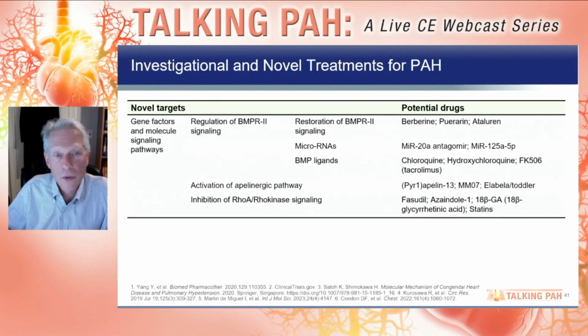As far as investigational therapies, there are a lot of things happening. Many of these are happening more in the lab right now than they are in people. A couple of things on this list, like the BMP ligands, FK506, there's some interesting data out of Stanford that shows some potential with this approach. Some of these others targeting the Rho kinase have been investigated for a long time. The activation of the apelinergic pathway is an approach targeting metabolism, which is, I think, a realm in this pulmonary vascular world that we have yet to really target.